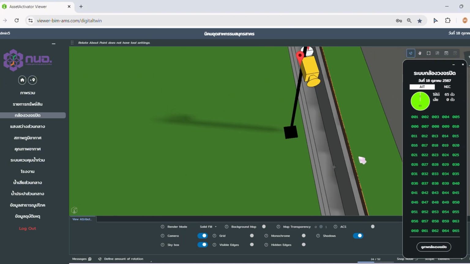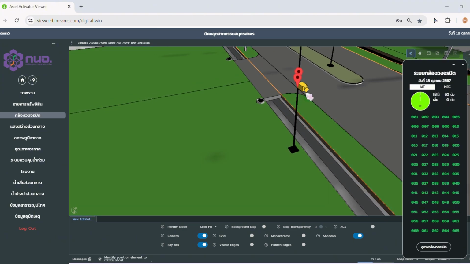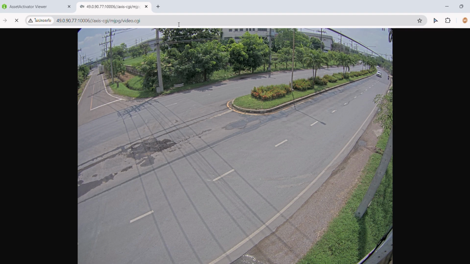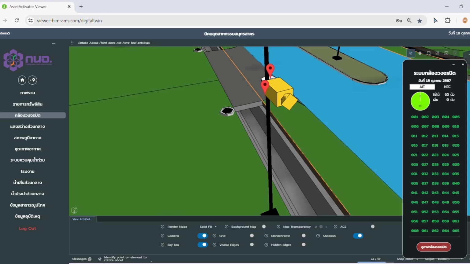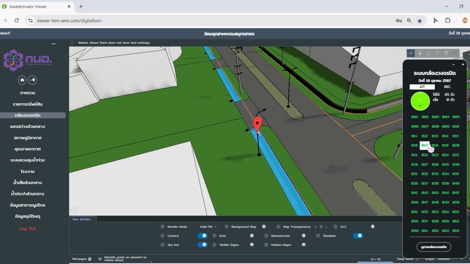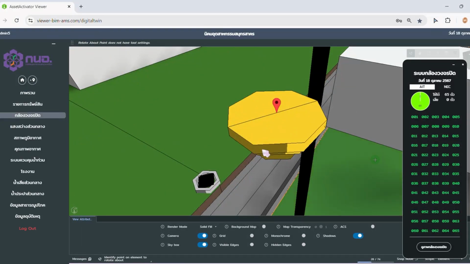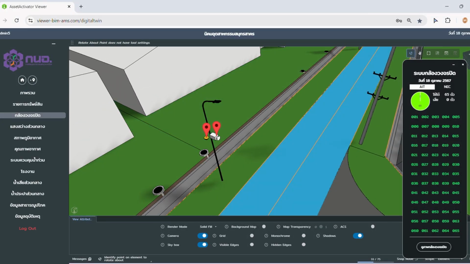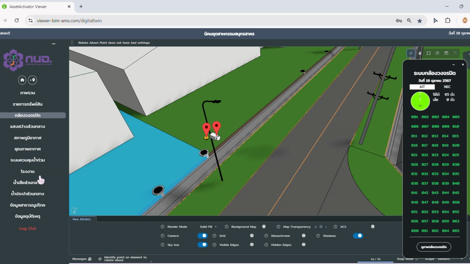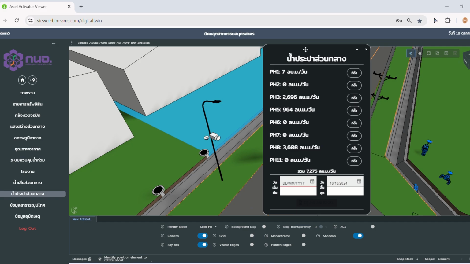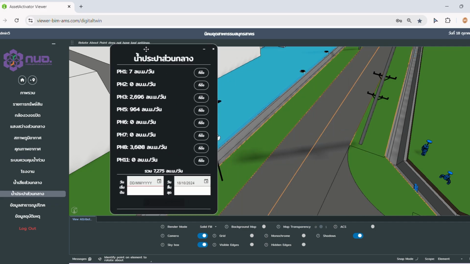For example, here we could see the tap water smart meters in real time: how much the industrial estate purchases water from PEA, the Provincial Waterworks Authority, and how much we could sell. So how much is the water loss, and they can check. And this is the street light. They have thousands of street lights, and they cannot really check every night by riding a motorcycle. It's not convenient. So we could check from this dashboard, from this screen.